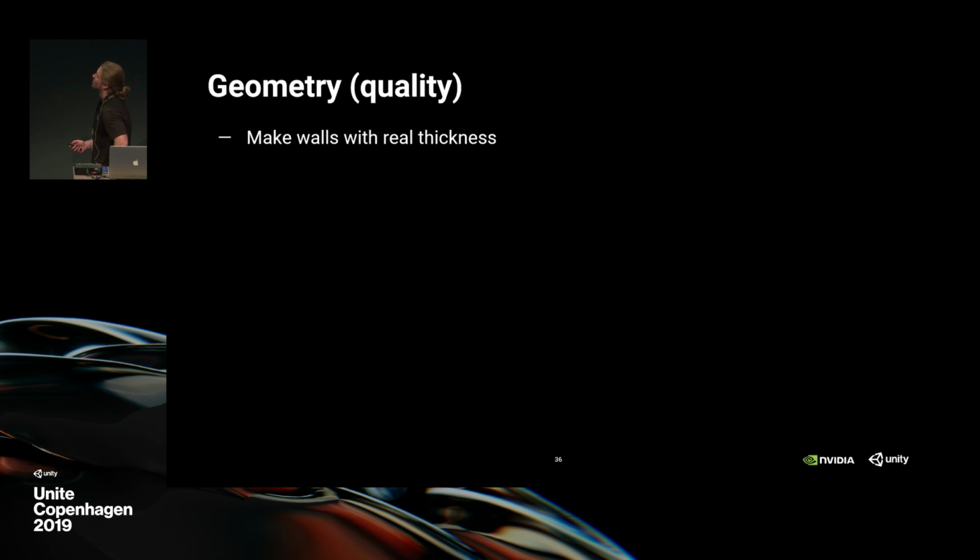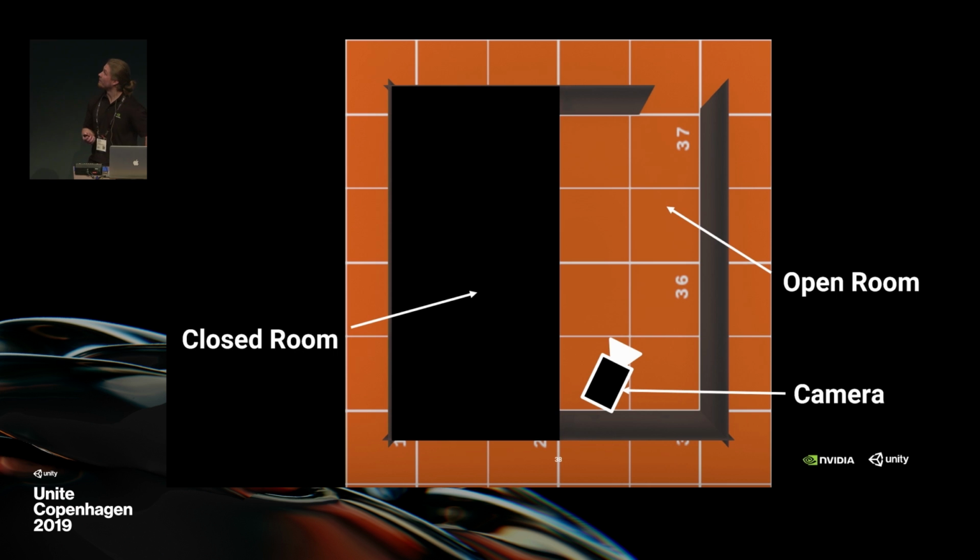So I'll talk a little bit about geometry. So again, real light bouncing, realistic global illumination. You want to make walls with real thickness, and I'll show you an example of why. This is a simple scene that illustrates this concept. There's a closed box, a completely closed room, so dark, on the left, and a room with one open door on the right. And there's a wall here that divides the two of them. We're going to look at it from the point of view of this camera.